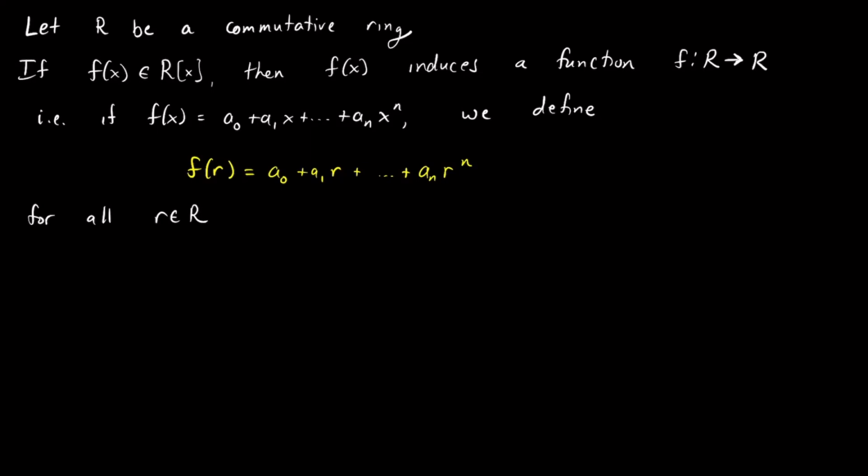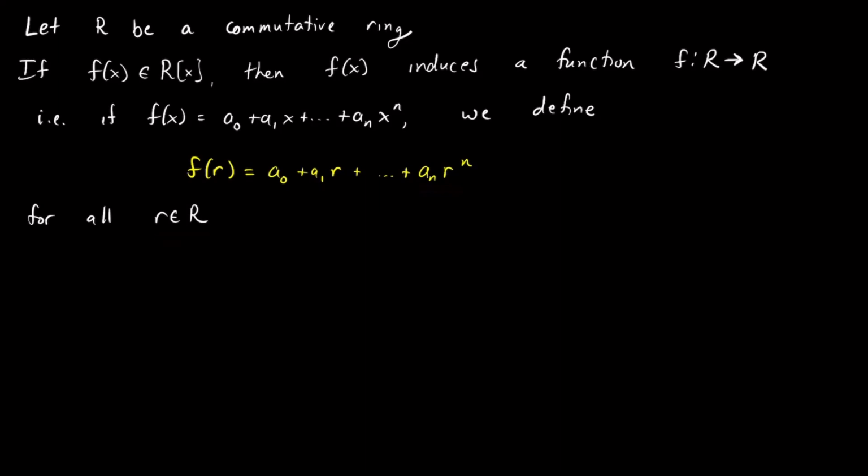So before we begin proving our results, we need to establish a few pieces of information or a few definitions. So I'll start with R, a commutative ring, and I'll take some polynomial f(x) in R[x]. And this polynomial induces a function f from R to R. So if the polynomial has this form, a0 + a1x + ... + anx^n, I can define this function f and define f(r) to be a0 + a1r + ... + anr^n for all r in R.